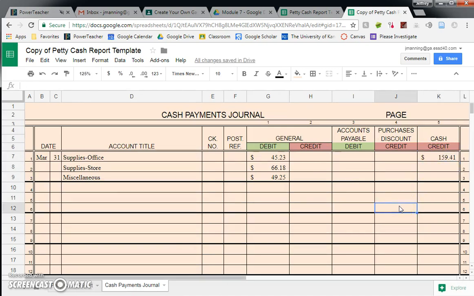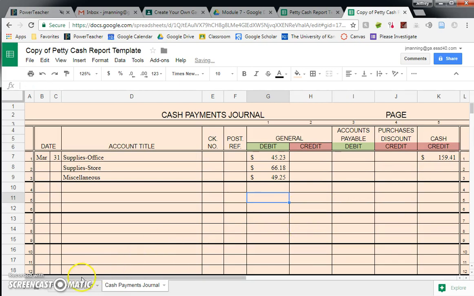Okay, so we are almost done, but we have a tiny bit of a problem. Right now, our debits and our credits do not equal. If I were to add up these debits, you don't have to do this part, I just want to show you, if I were to add up these three debits, I actually have 160.66. I have a credit of 159.41. So right now my debits are higher than my credits. So I need to add one more credit to make these two things equal.